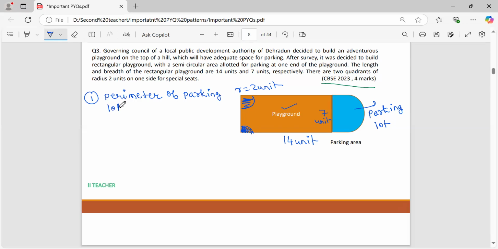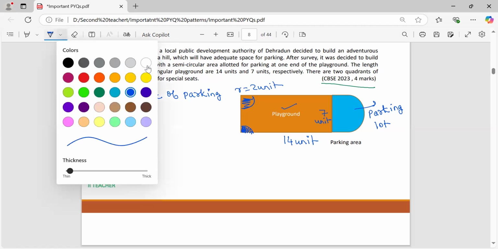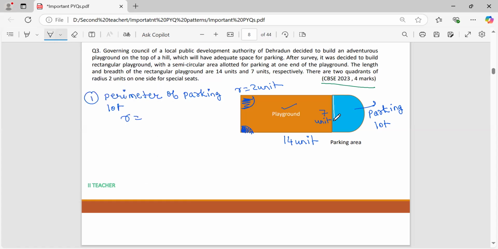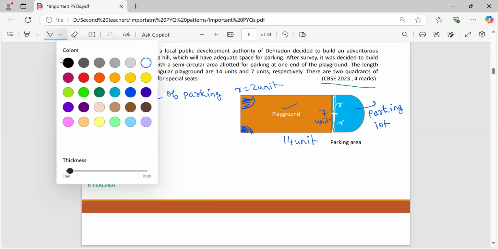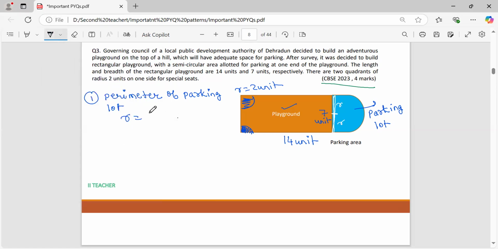Okay. So perimeter of the parking lot means, here, this 7 centimeter is the diameter, right? This 7 centimeter, this is the diameter. So this side is one radius and this side is one radius. So then radius is equal to 7 by 2 centimeter.